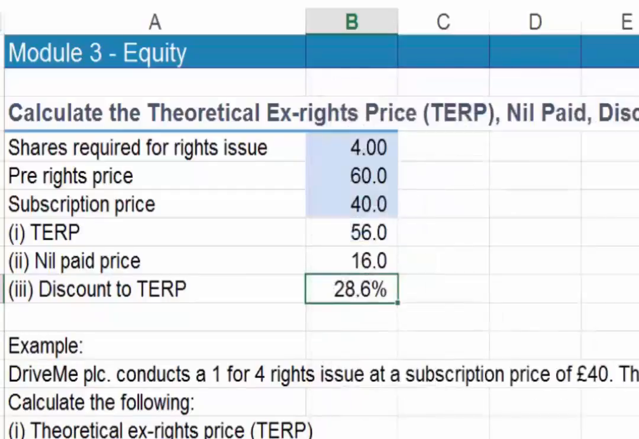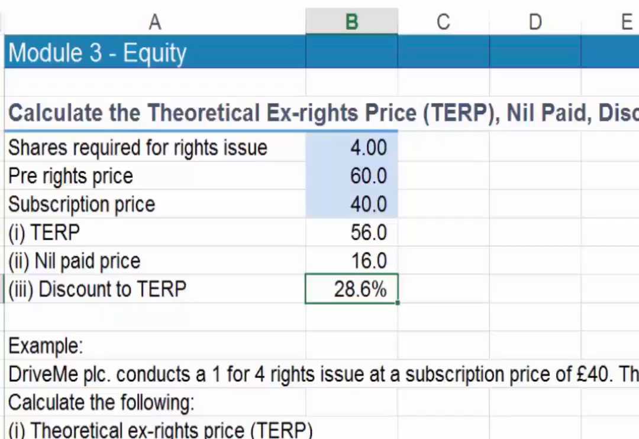So we have now solved for the TERP, theoretical X rights price, the nil paid price, and the percentage discount to the TERP, just to get a feel for how attractive it is. That was the syllabus requirement. The solution is on the next tab. I want to show you a little bit extra, just for those that are enjoying these Excel exercises, so you can practice your Excel. Of course, this part is not examinable, but it can help you in your workplace, in different tasks that you're doing.